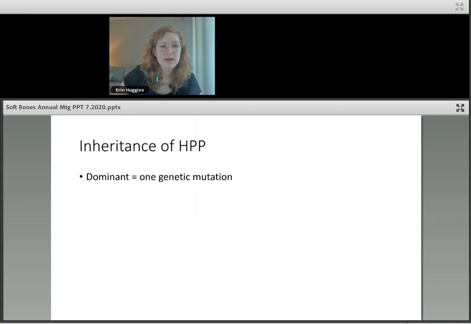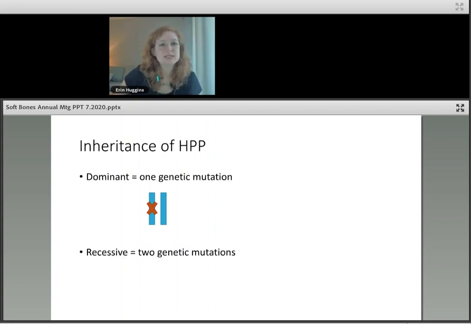So a really simple way to think about it is a dominant condition is caused by one gene mutation. So if you've got two copies of a gene, one from mom, one from dad, for a dominant condition, there is only one mutated copy of that gene. So you've got one that's mutated over here with the X on it and one that is working normally.